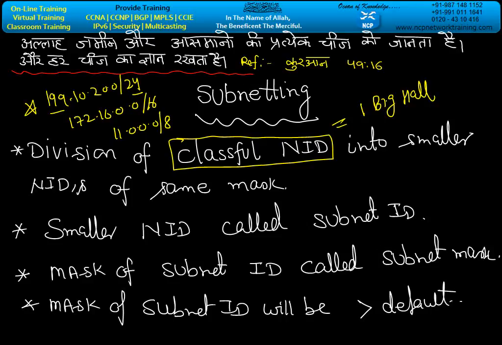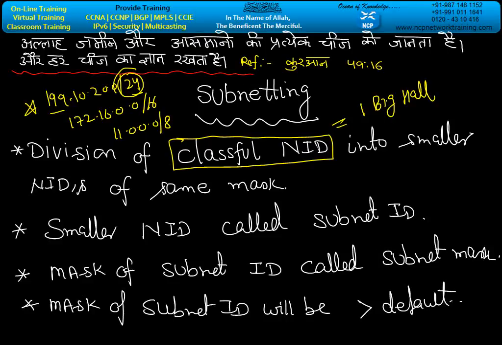We generally say the mask of class C is a subnet mask, and most people say so. If you ask somebody what the mask of class C is, he says the subnet mask of class C is 255.255.255.0. It's not a subnet mask. Till you divide a class C NID into smaller NIDs, you cannot say it's a subnet mask.